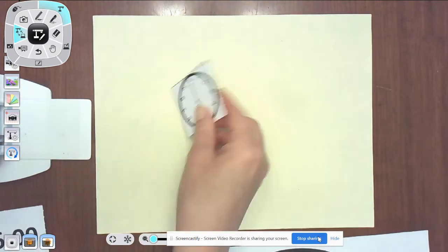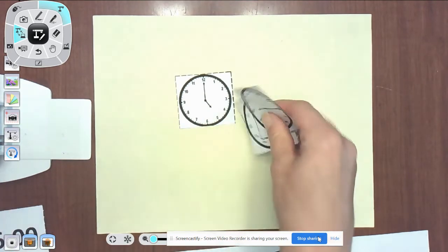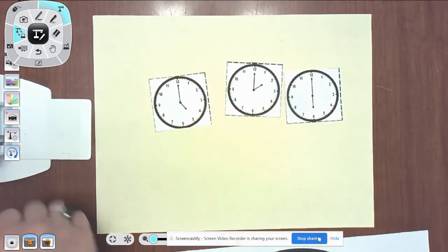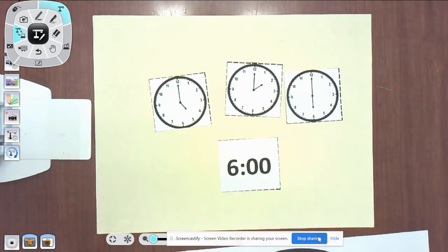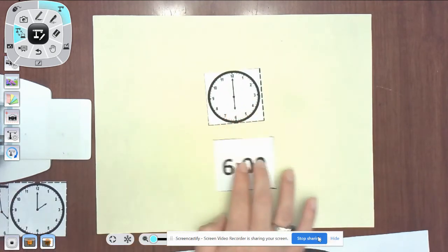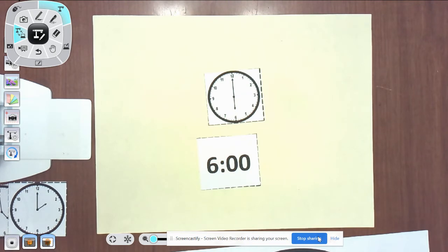Students will also be given pictures of different analog clocks and then be given a digital clock. And in looking at the three pictures that they are given, they will need to find the one that matches so that their two clocks show the same time.